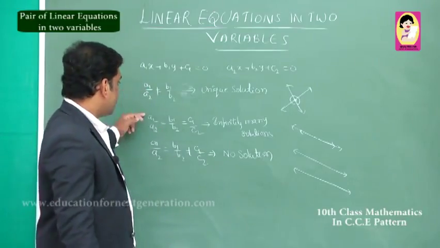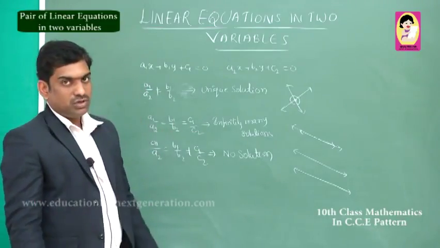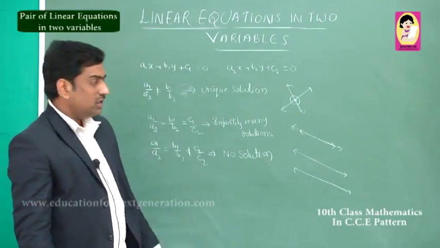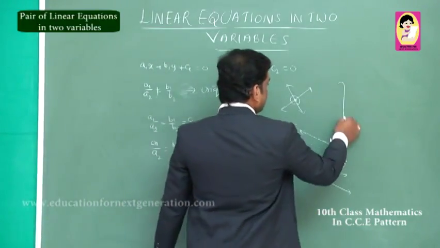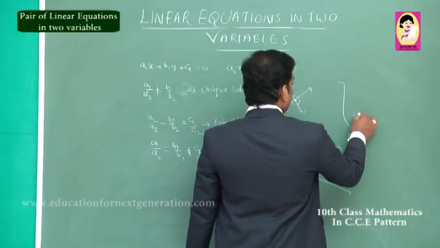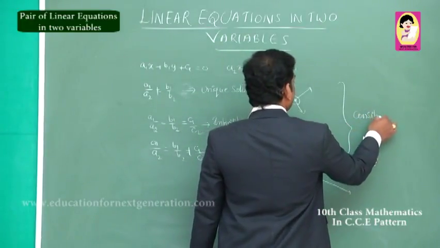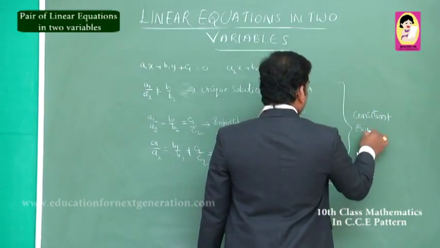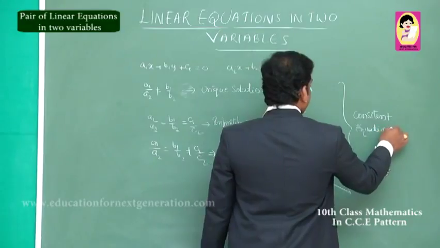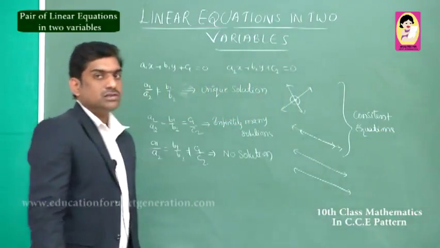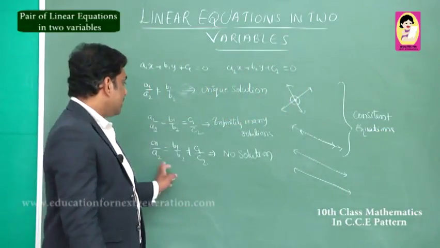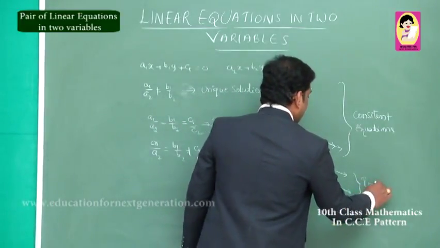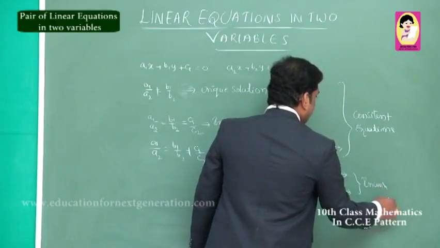In the first two cases we are getting a solution. In the first case we are getting a unique solution, and in the second case we are getting infinitely many solutions. So these two cases are called consistent cases. In these two cases the equations we have are called consistent equations, and the two equations will have consistent solutions. And in this case the equations are called inconsistent.